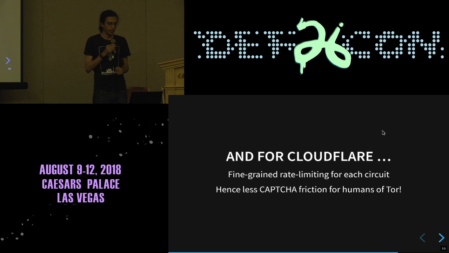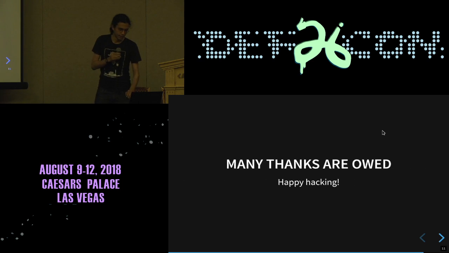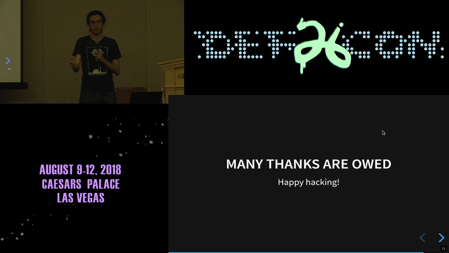So this is going to hopefully reduce CAPTCHA friction for Tor users. I should mention, many thanks are owed to Mozilla, people at Cloudflare, of course, and the Tor project. We had a meeting a couple of months ago to discuss how we could make this actually usable. Part of it was having the newer version of the Tor browser, which hopefully should be coming out soon, be able to use this alt service header and also use HTTP2, which was a requirement for this system to work.